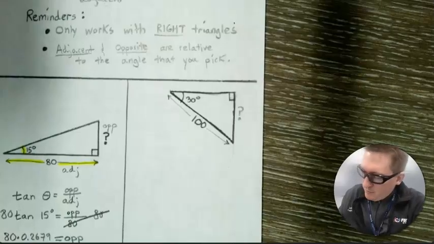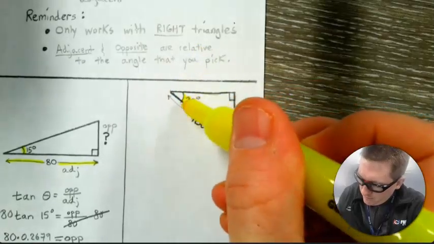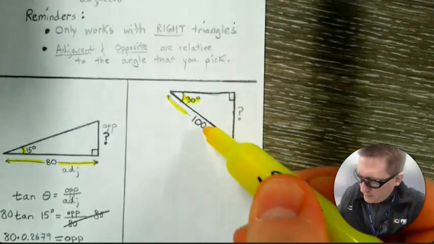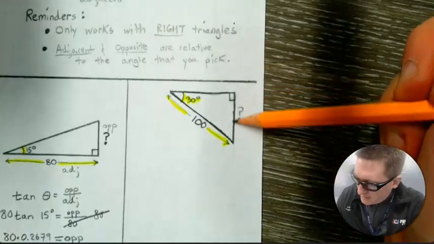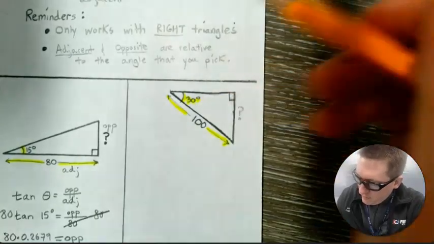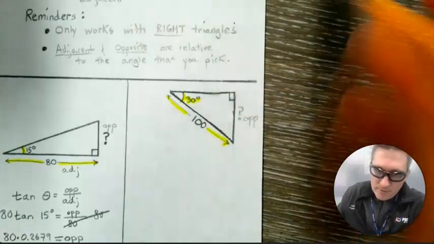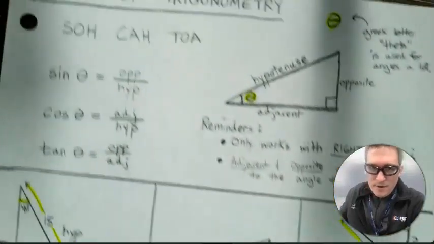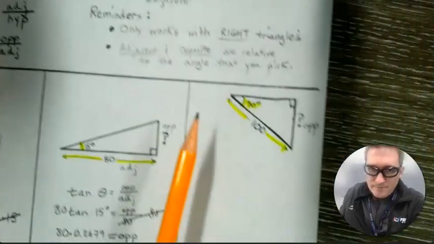In my next example, we're looking for this side. We have a 30-degree angle. It looks like they gave us the hypotenuse. And what side is this in relation to the angle that I know? Well, this is obviously the opposite side of the angle. So I have opposite and hypotenuse. The best thing to use would be this relationship, which is sine.